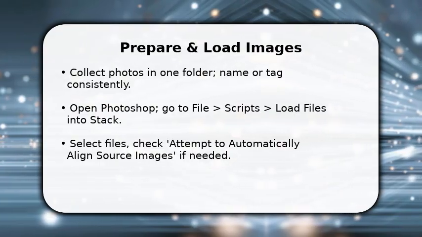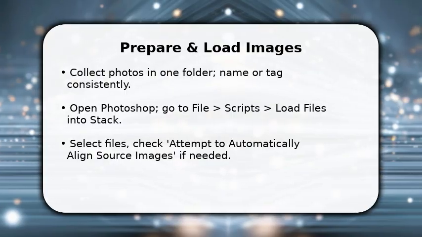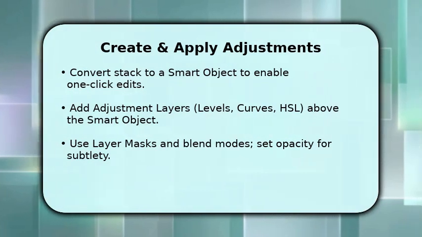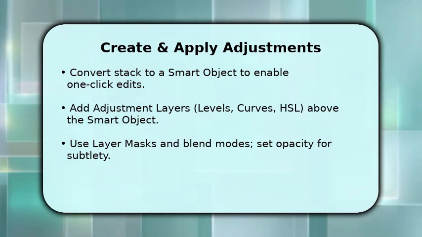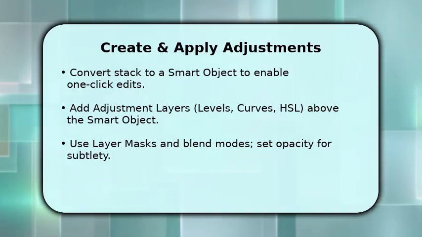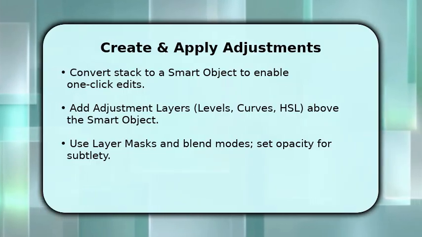Next, convert the stack into a smart object if you plan to apply non-destructive edits to the group as one unit. Once your stack is a smart object, you can add global adjustment layers that affect every image inside. You apply Levels or Curves to fix exposure, then HSL to tweak color. These adjustments modify the smart object so all photos inherit them.